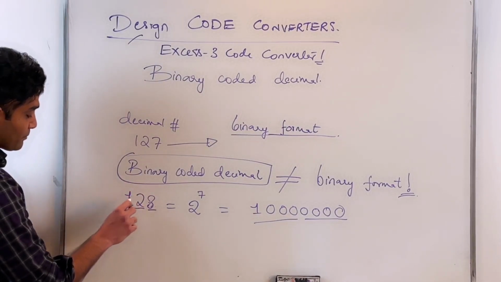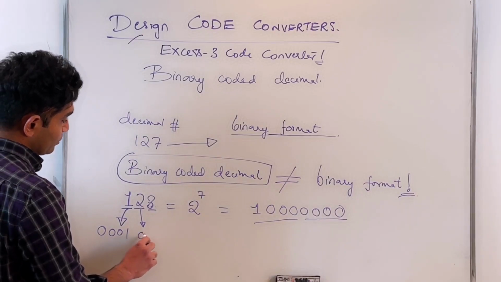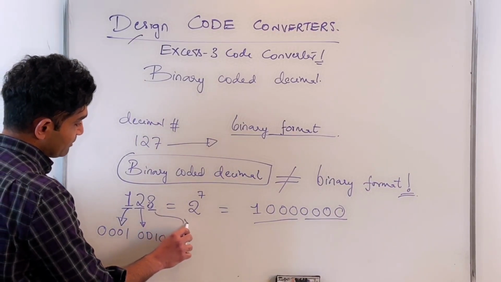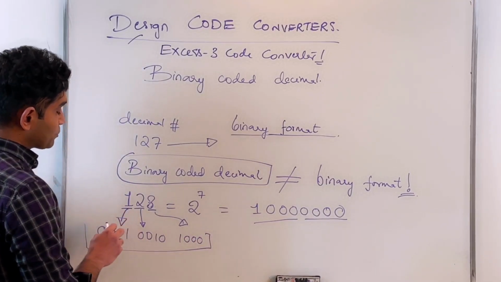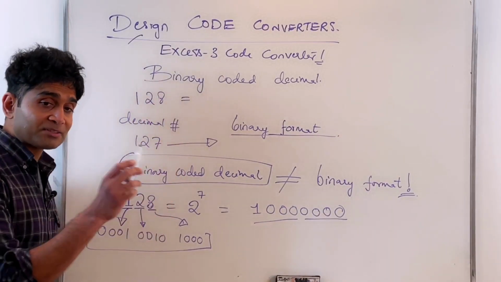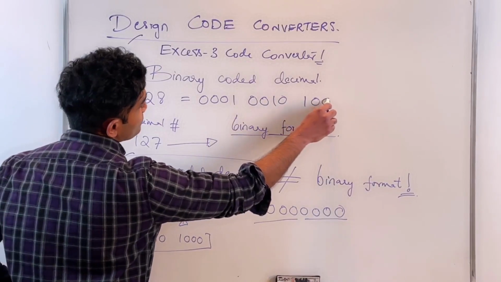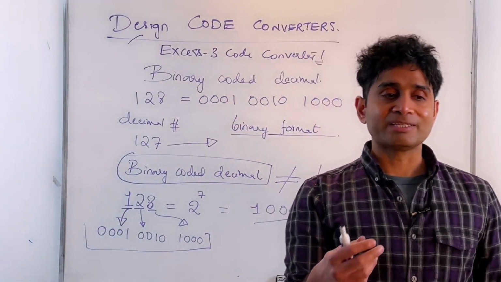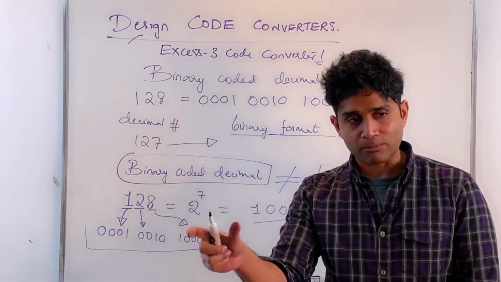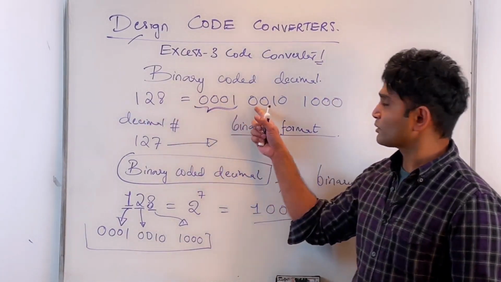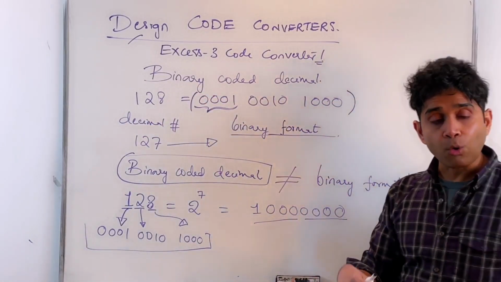So in this case, I will express 1 as 0001. 2 will be expressed with its corresponding 4-bit binary code as 0010, and 8 will be expressed as 1000. So my 128 expressed in binary coded decimal format will be 0001 0010 1000. Now we can imagine how much more efficient it is to implement that in a calculator. The moment you press 1, the corresponding 4-bit binary code appears. The moment you press 2, the corresponding binary code appears. The moment you press 8, the corresponding binary code appears, and now your entire number is expressed in binary coded decimal format.